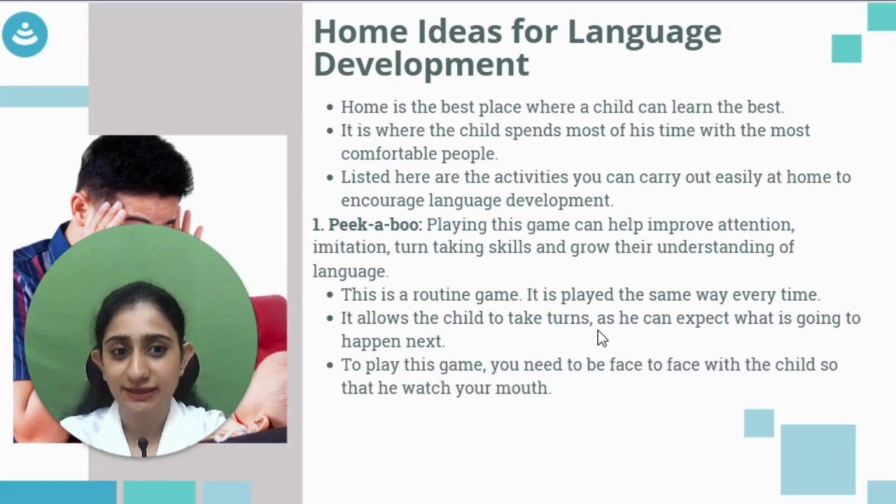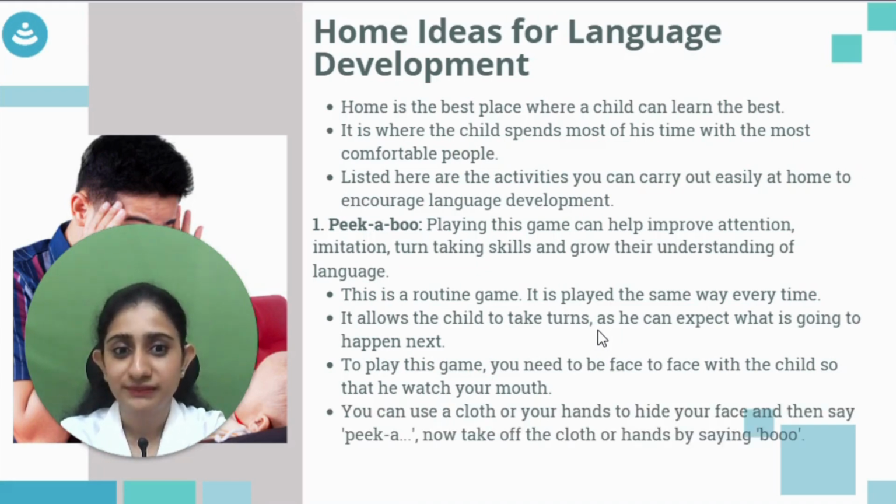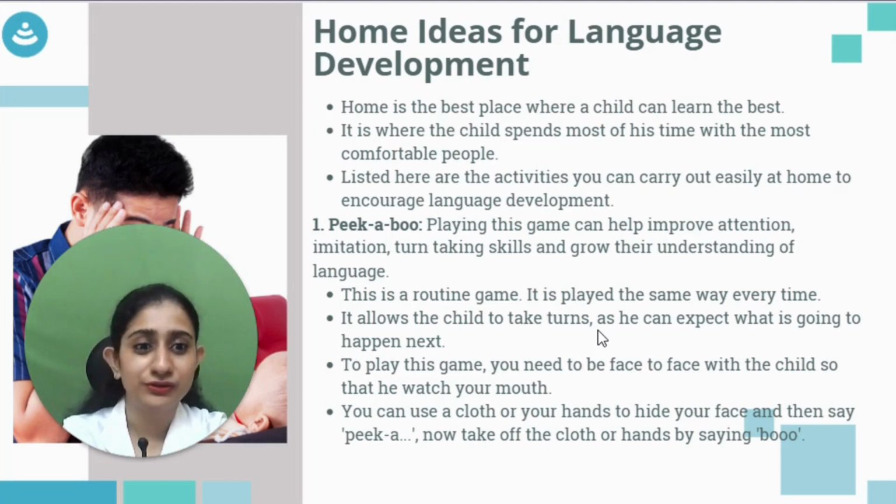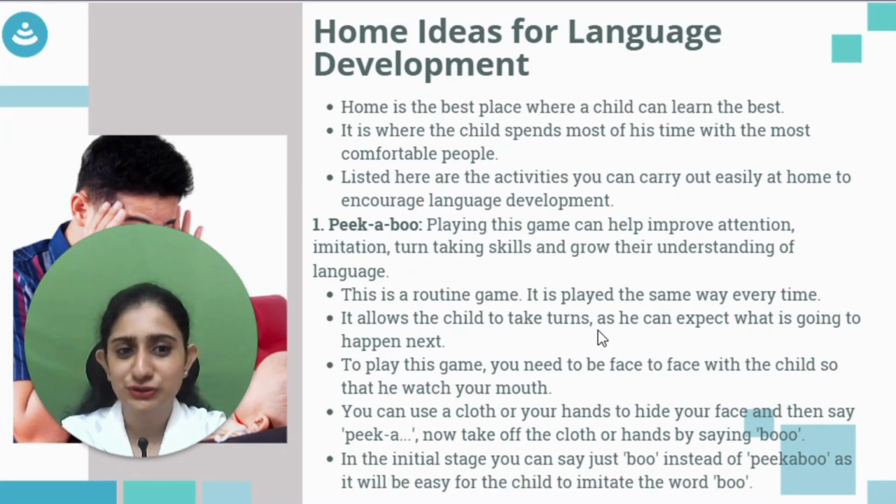To play this game, you need to be face to face with the child so that he can watch your face or your mouth. You can even use a cloth or your hands to hide your face and then say, peek-a. Now you take off the cloth or your hands by saying, boo. In the initial stage, you can just say boo instead of peekaboo, as it will be easy for the child to imitate the word boo.